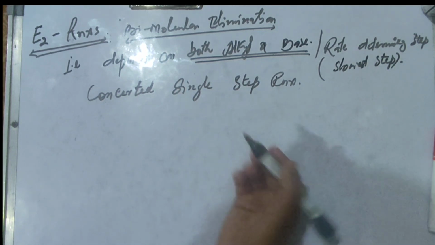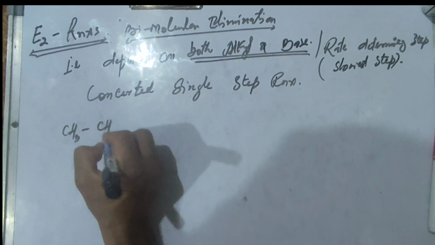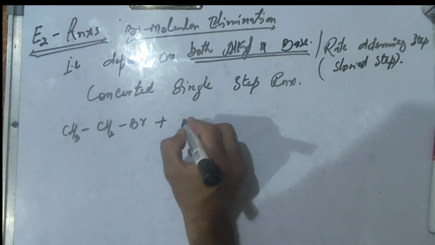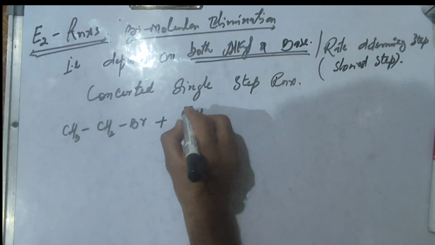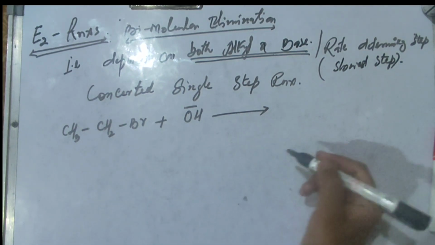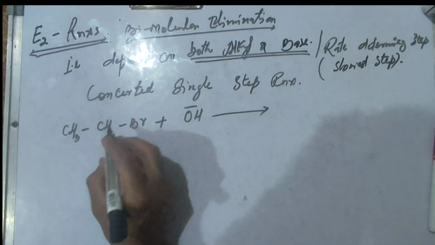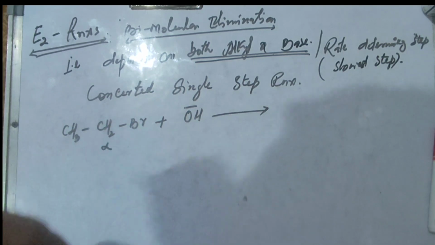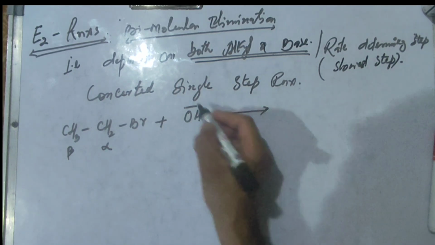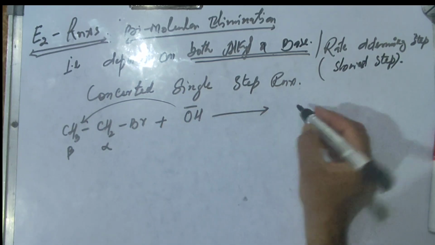That means they will occur in a single step. Let's take an example of ethyl bromide, CH3CH2Br, in presence of a base, alcoholic OH. Here, the carbon bearing the functional group is alpha, or carbon number 1, and this is the beta carbon. Usually the OH removes the proton from the beta carbon and forms water plus alkene.